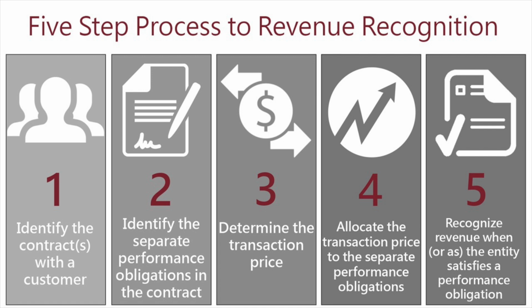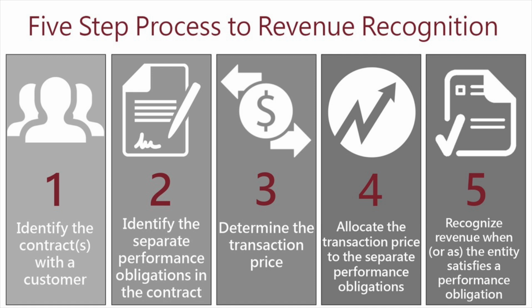Next, you determine the transaction price. Step number 4, you're going to allocate the transaction price to the performance obligations. That's why it's so important to understand what a performance obligation is. Last, you're going to recognize your revenue once you satisfy either one performance obligation in a contract or multiple.